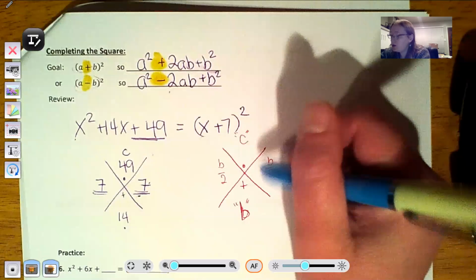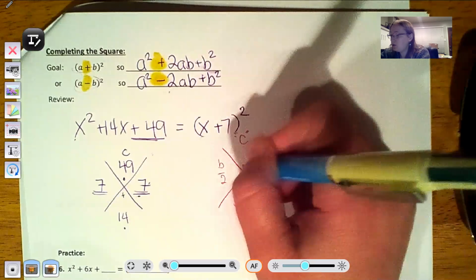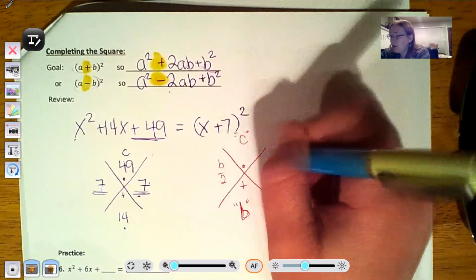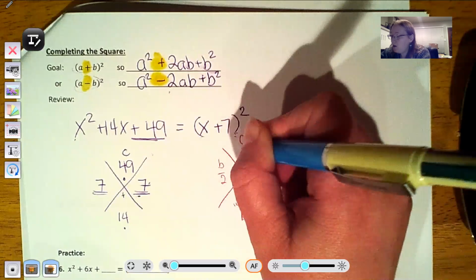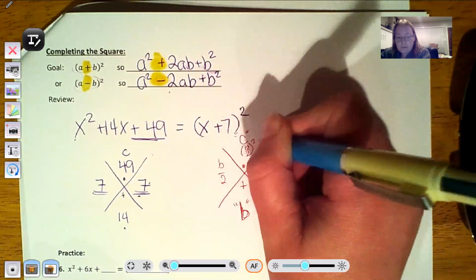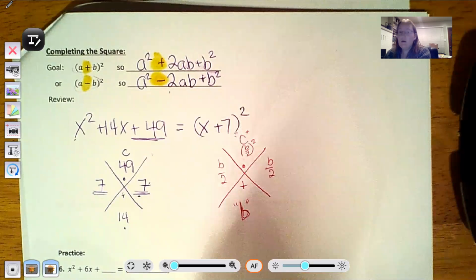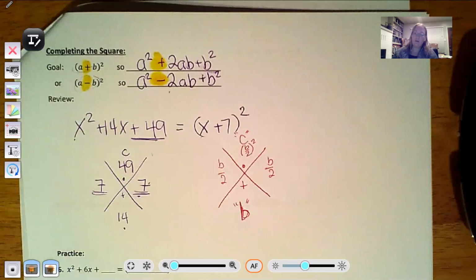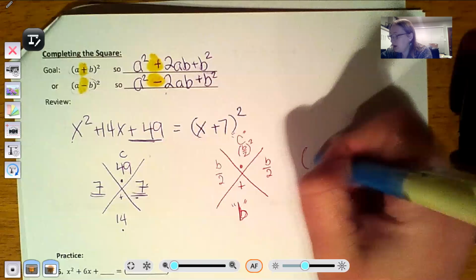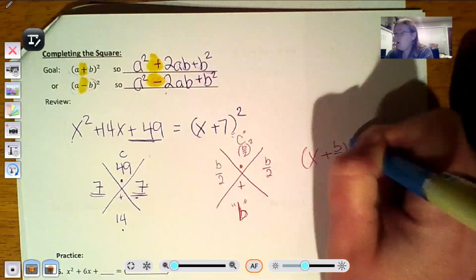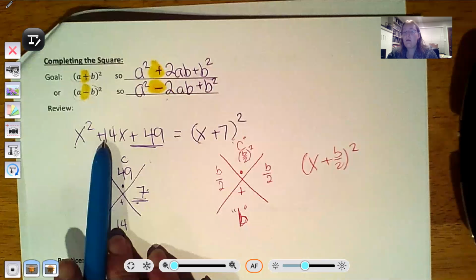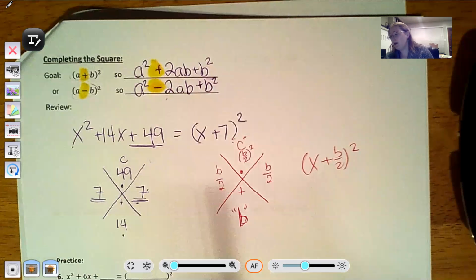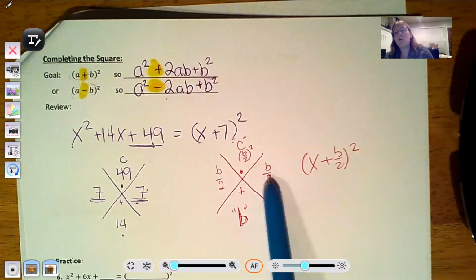And then what we do to find the c is, these are supposed to be multiplied to give you this. So when we multiply that, we get b over 2 squared. So that is the generic equation. So it'll end up being x plus b over 2 squared. Or if this had been a minus, then it would be a negative, but then a negative times a negative will still give you a positive.